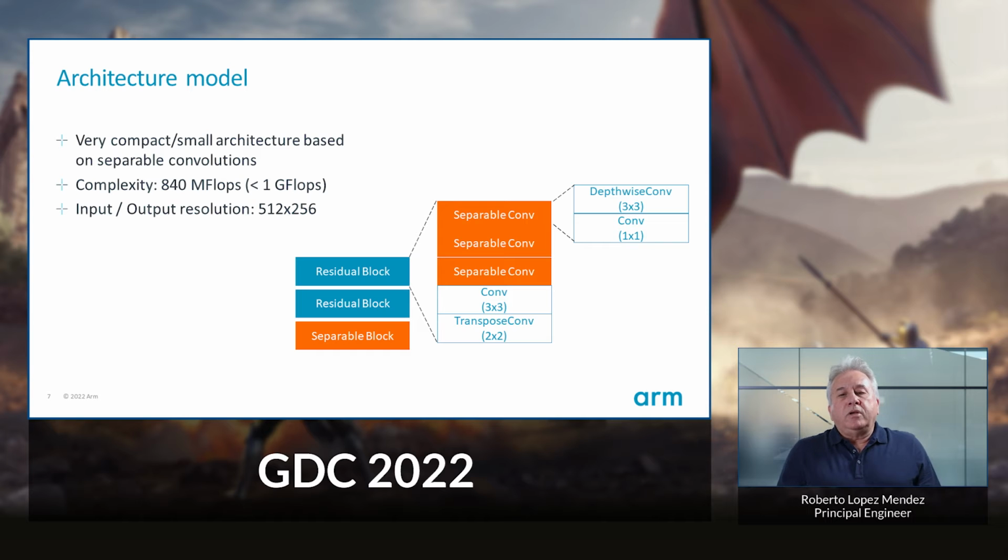A few words on the neural network model we've used. The model was built from scratch as we wanted it to be as simple as possible to achieve real-time or near real-time performance when running on mobile. The architecture is very small and comprises separable convolutions. They provide better performance than normal convolutions, which is the same solution used in MobileNet.